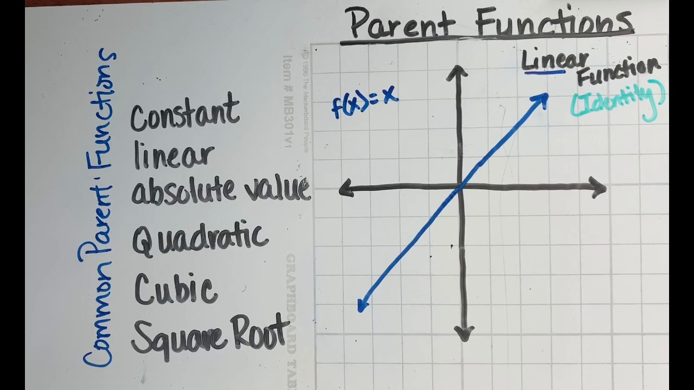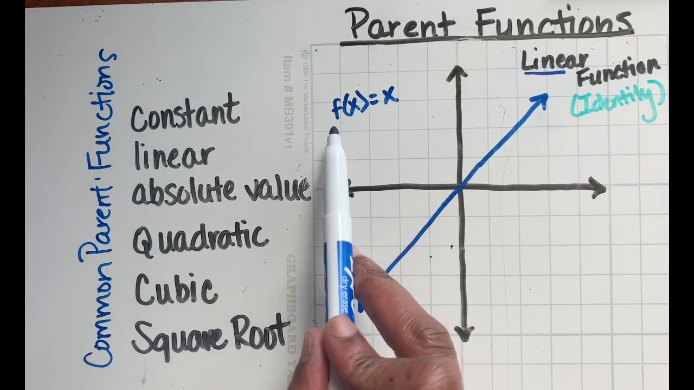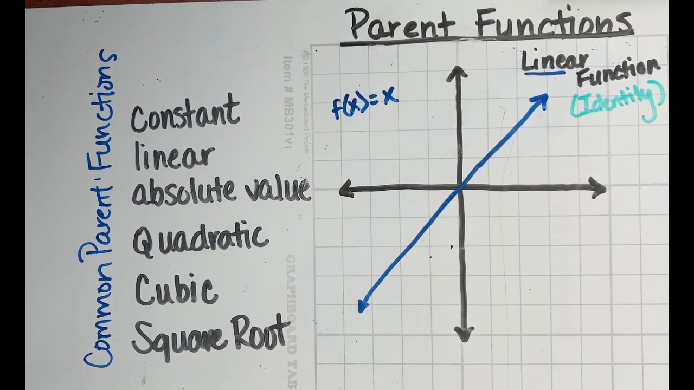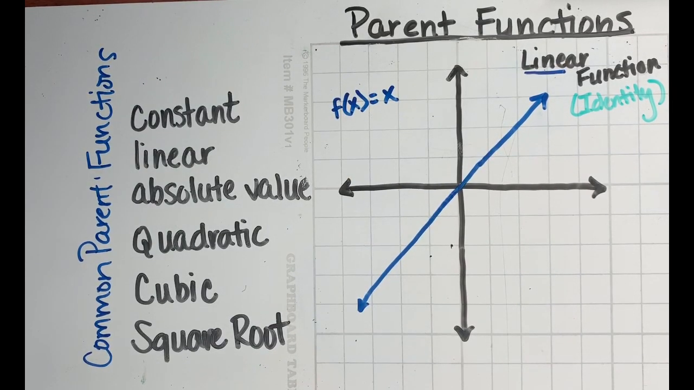Now, let's look at this linear function. We're going to look at the domain, the range, the y-intercept and the x-intercept. We know that the function rule is f of x equals x. Remember, these are parent functions, so this is the simplest form of a linear function equation, okay?